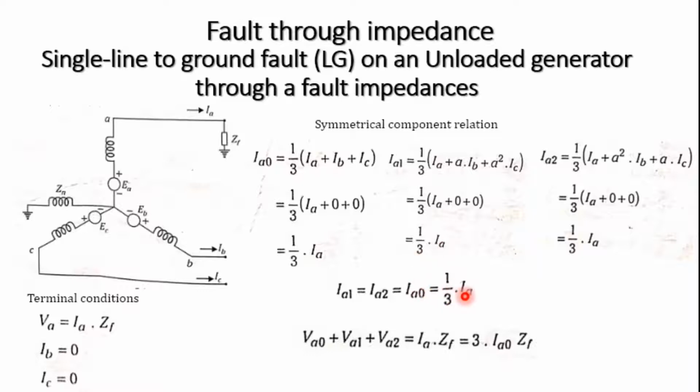Also, from the earlier equation, we can write that IA is equal to 3 times IA0, multiplied by ZF. So IA into ZF is equal to 3 times IA0 into ZF, where we got 3 times IA0 from our equation. Based on these two equations, we can suggest that the sequence networks should be connected in series.